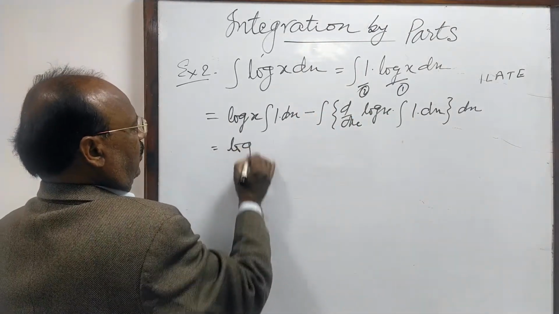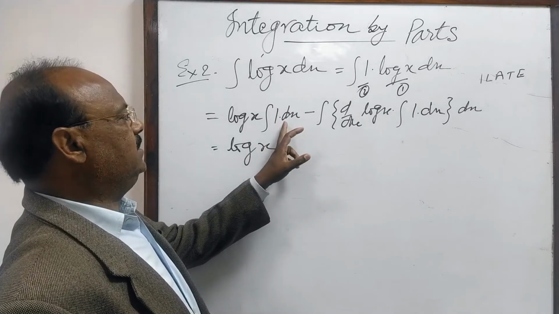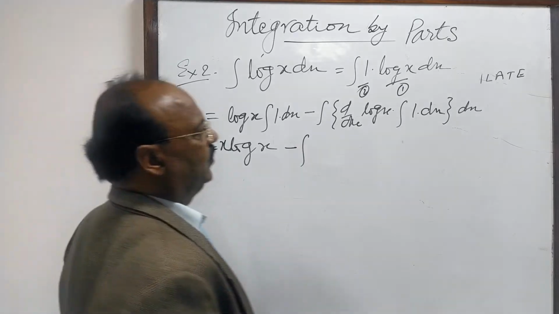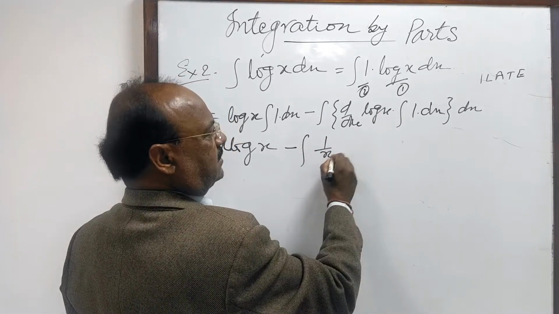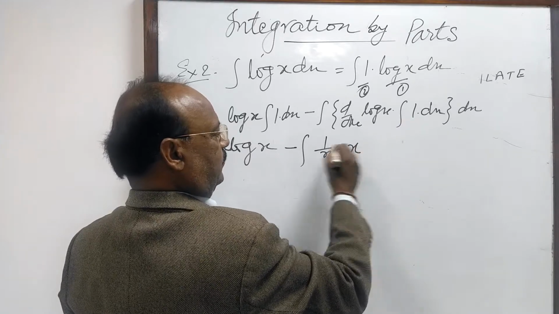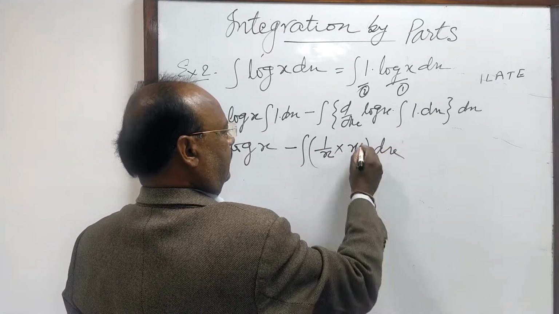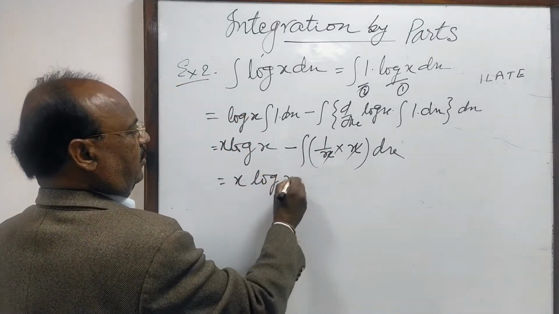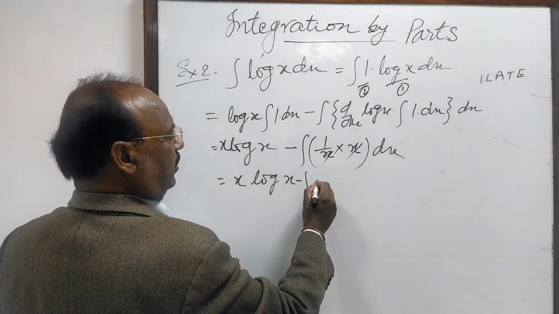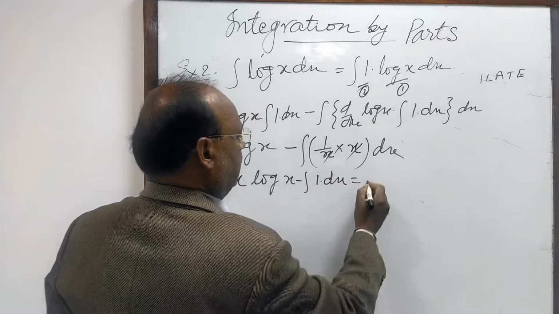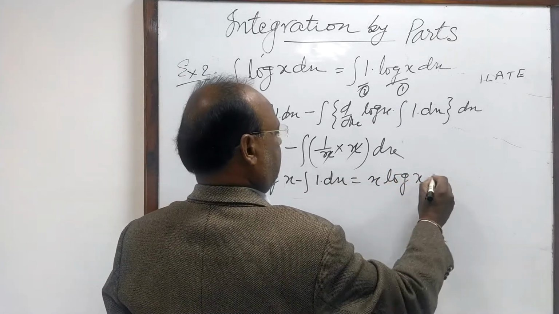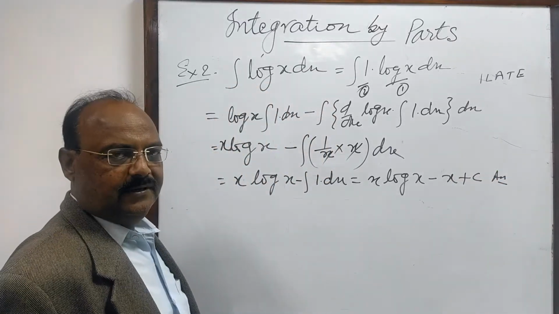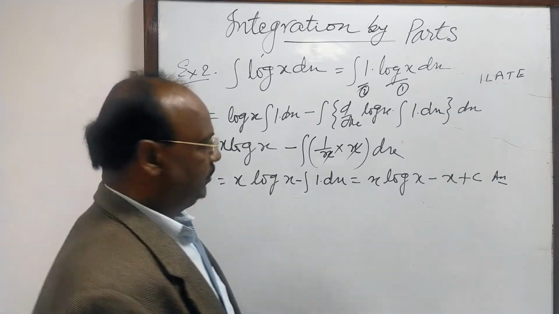This is equal to log x, and you know integral of 1 is x, so let us write x here, and minus integral of derivative of log x, which is 1 by x, and integral of 1 is x, and we will write dx here. Finally, this is integral of 1. So this is equal to x log x minus integral of 1 dx, and this becomes x log x minus x plus c. Very simple.